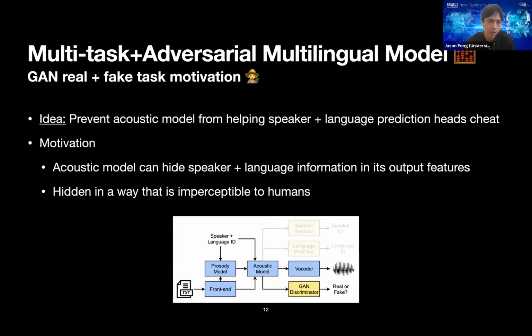So why do we add this GAN discriminator then? Well, this is in tandem with the multitask learning. The motivation is that there's a chance that the acoustic model may learn to hide the speaker and language input features somewhere in its output vocoder features in an imperceptible way. So in a way which doesn't sound like you're changing the speaker, or changing the language identity in a perceptible way. The GAN discriminator is just trying to distinguish whether the features are real or fake. And we're hoping that prevents the acoustic model from hiding speaker and language somewhere in the bits of information that it outputs.